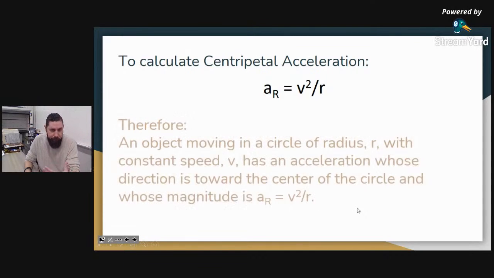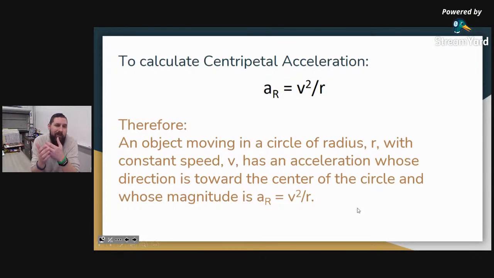And what we get is this summation that says, if you've got an object moving in a circle of radius r with a constant speed v, it's going to have an acceleration whose direction is towards the center of the circle and whose magnitude is A sub r equals v squared per r.